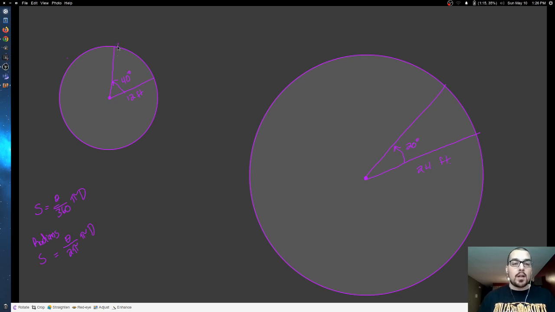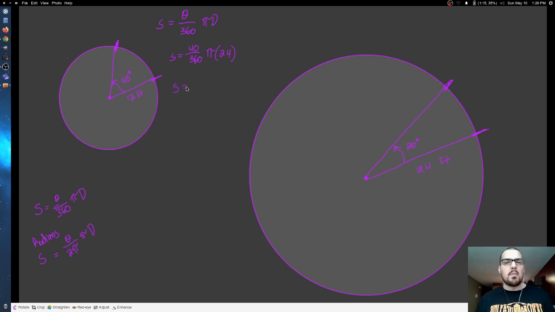Find me the arc length, there to there, and there to there of both. In the one on the left, the arc length is going to be theta out of 360 times pi times diameter. So that's going to be 40 out of 360 times pi times 24.